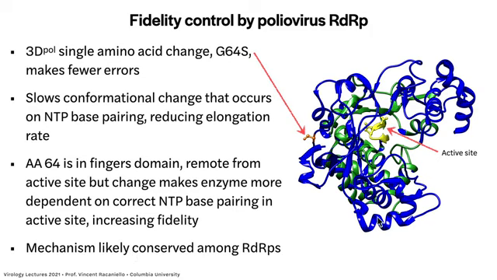Other RNA polymerases seem to have similar residues that can be changed and improve fidelity. Now, these viruses don't exist in nature. We make them in the lab. And the reason they don't exist in nature is they can't compete. They have less fitness because variation is important for fitness.